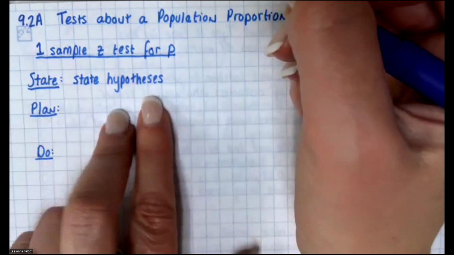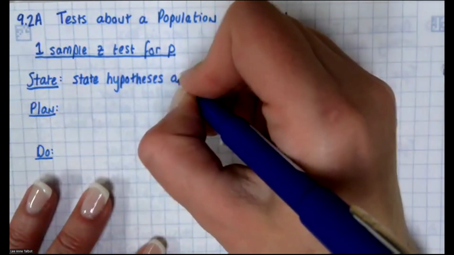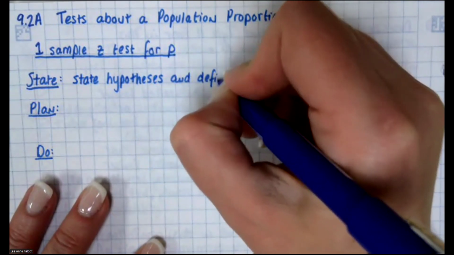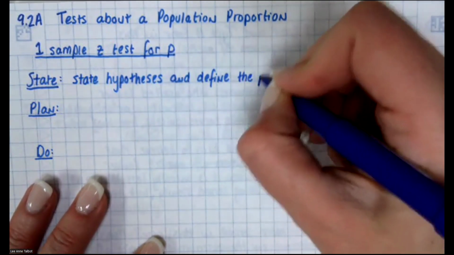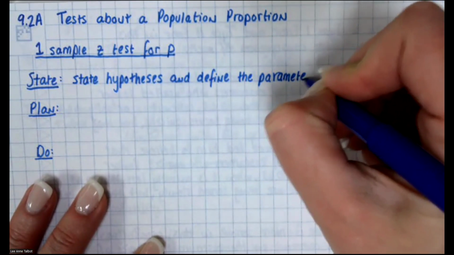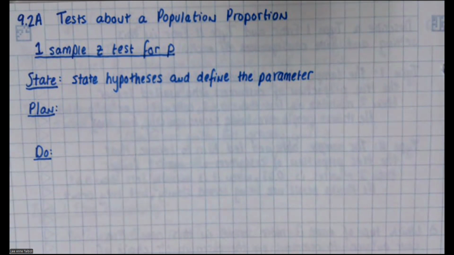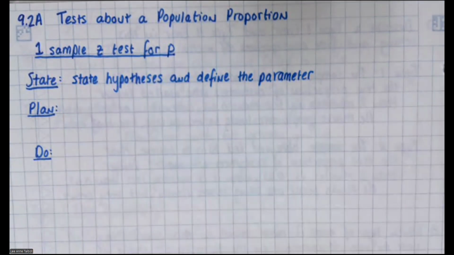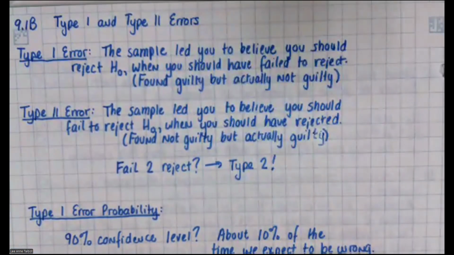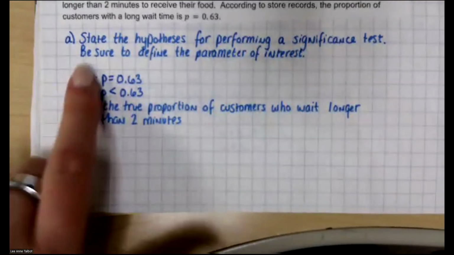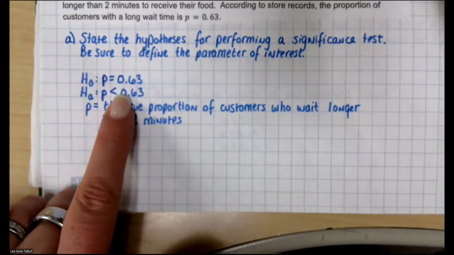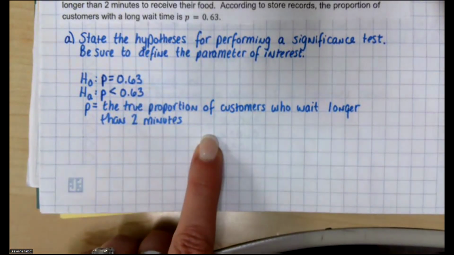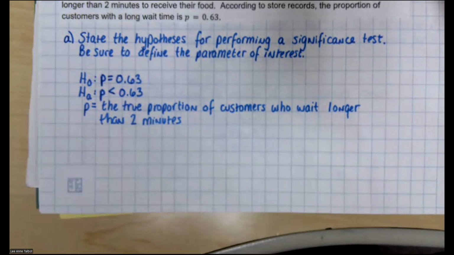And we've been practicing writing those over the last 2 days. And define the parameter. So in the state, you're going to state the hypotheses and define the parameter. Okay, there's a lot of big words there. What I mean by that is exactly this. So this is from our notes from yesterday. Here's stating the hypotheses and defining the parameter. We've already been practicing that for 2 days. So we know most of that.